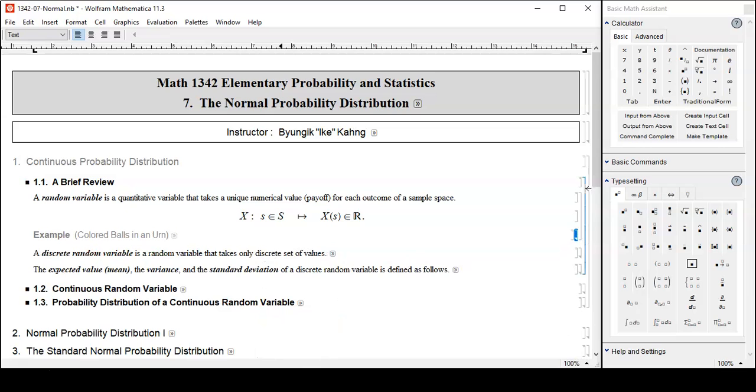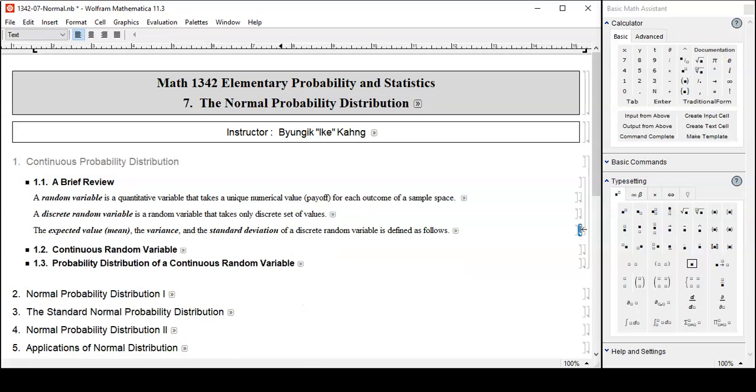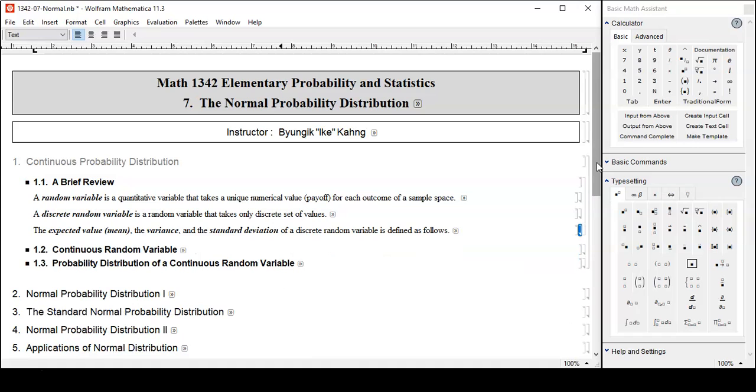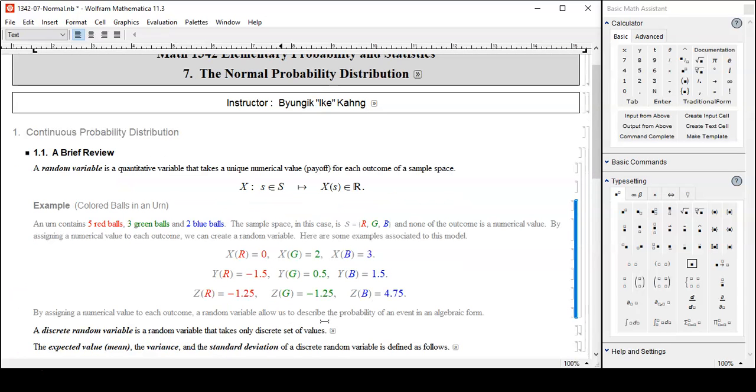In any case, if we assign a numerical value to each outcome of the sample space, we can do a whole lot more mathematics, such as the expected value or the mean, the variance, and the standard deviation. And I hope everybody remembers what they mean, what they stand for. So much for random variables and some important concepts from lesson 6. But please remember, all those are about discrete random variables. As you can see, we are dealing with only a discrete set of values.